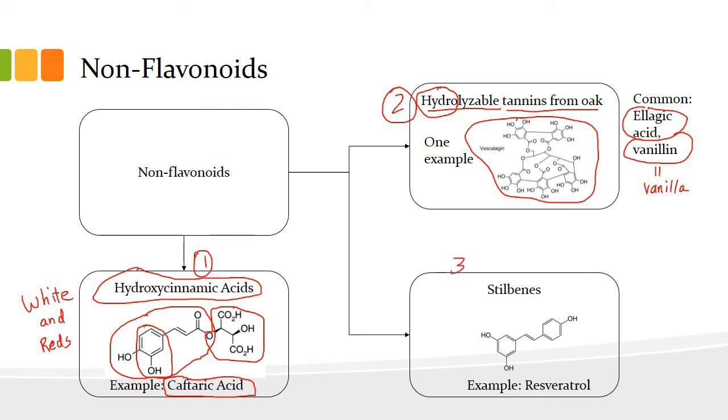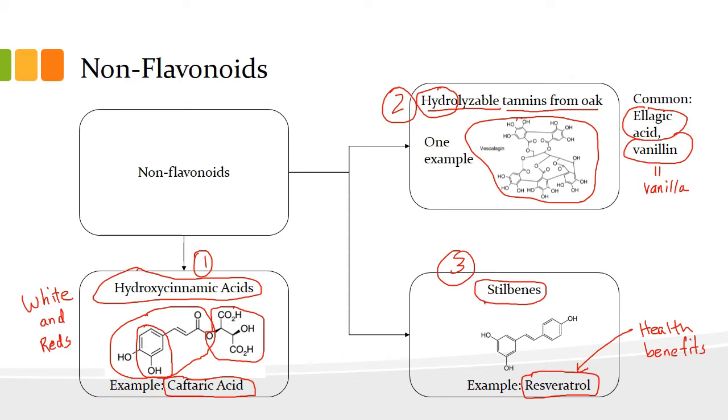Third category are what we call stilbenes. A key example of that is a molecule called resveratrol. You may have heard of that. It's getting a lot of press because it's anticipated to have many health benefits. The science is still out, but the evidence suggests that this could be important as an antioxidant in maybe fighting cancer and fighting all kinds of diseases.